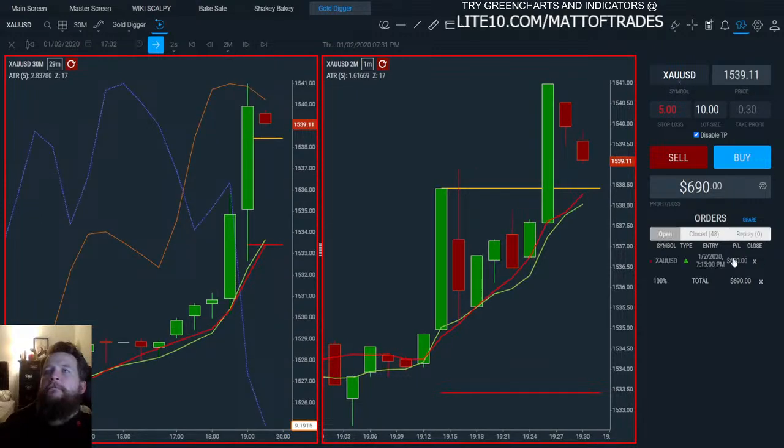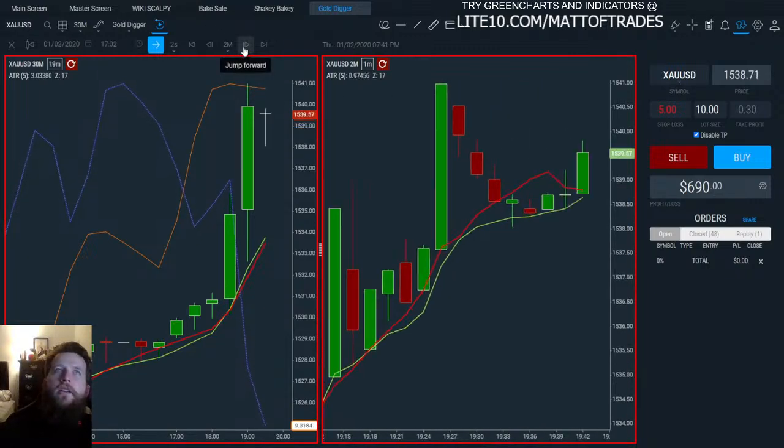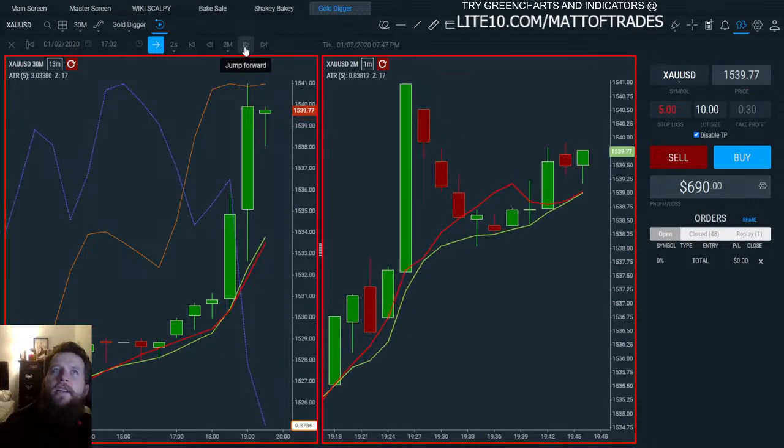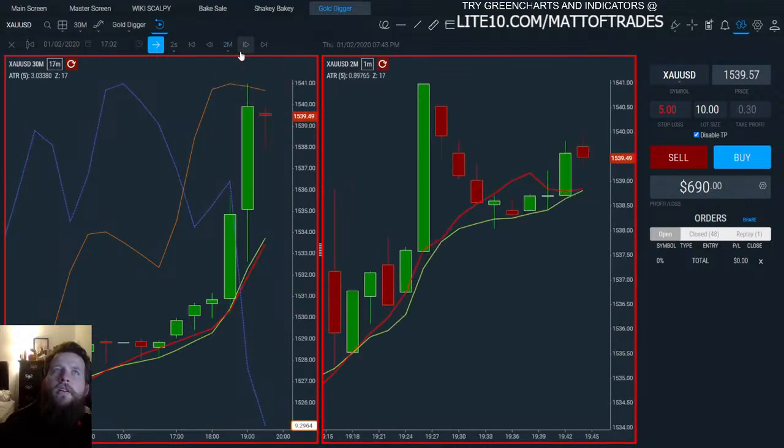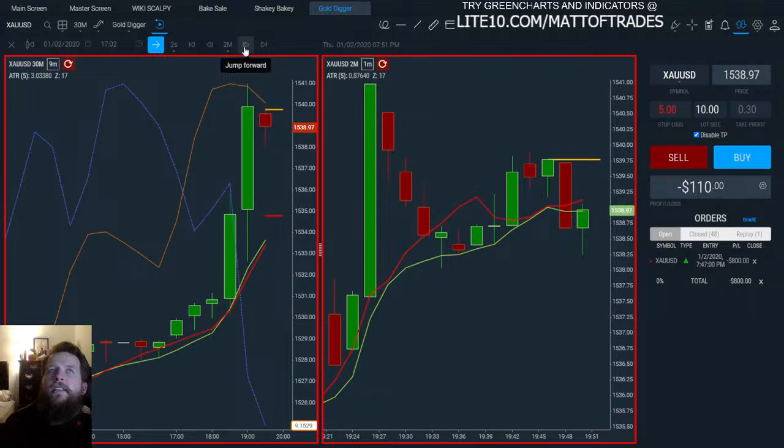Nice, got a little bit. Just close that out since it closed below the body of the previous candle. That's how we're getting out in this strategy. We are good to take another buy right here since our orange is now up again. Take that.